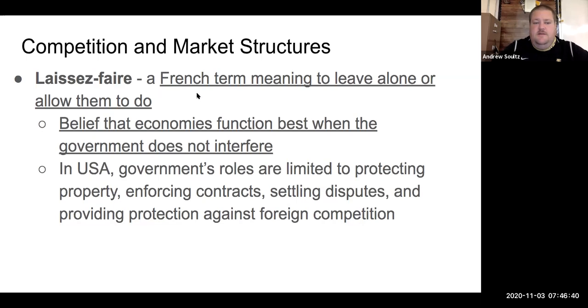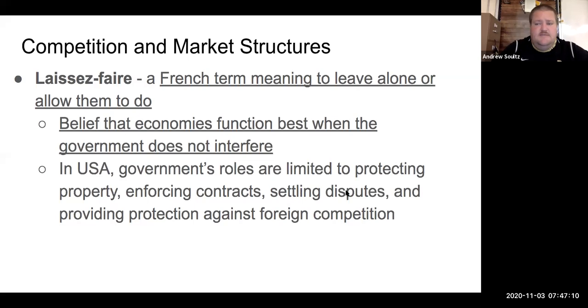There's a term here, laissez-faire. Laissez-faire is a French term meaning leave it alone, allow them to do. I always think of the Beatles when I think of laissez-faire, like "let it be." That means economies function best when the government does not interfere. If you hear the term laissez-faire economics, it means the government is hands off and firms are allowed to compete by themselves without government interference.